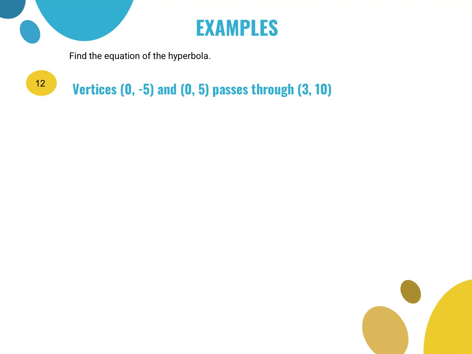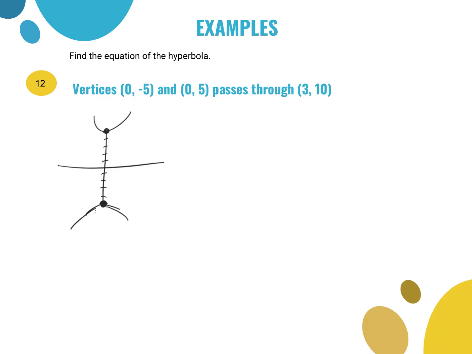All right, so let's try some more. This one has vertices at 0, -5, and 0, 5. So 1, 2, 3, 4, 5. 1, 2, 3, 4, 5. So those are my vertices, and since those are my vertices, I know that it has to open up and down.